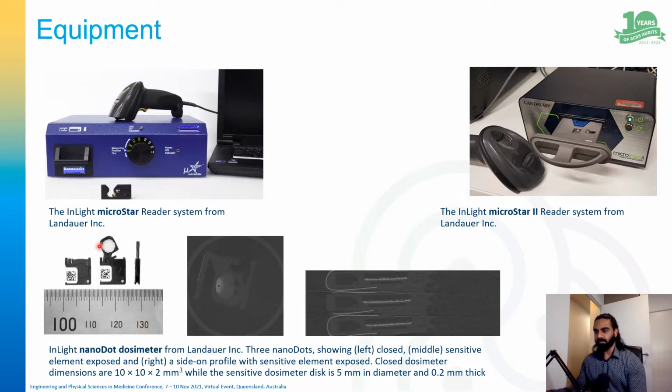So here we see the three different states of the dosimeter. Here we have the closed position. Here we have the sensitive element exposed, which is what the state would be during the readout. And this is a side-on view of the dosimeter. The actual sensitive element is a 5mm diameter disc of aluminium oxide, which is 0.2 millimeters in thickness. And over here you can see some really nice micro CTs of the OSLD.